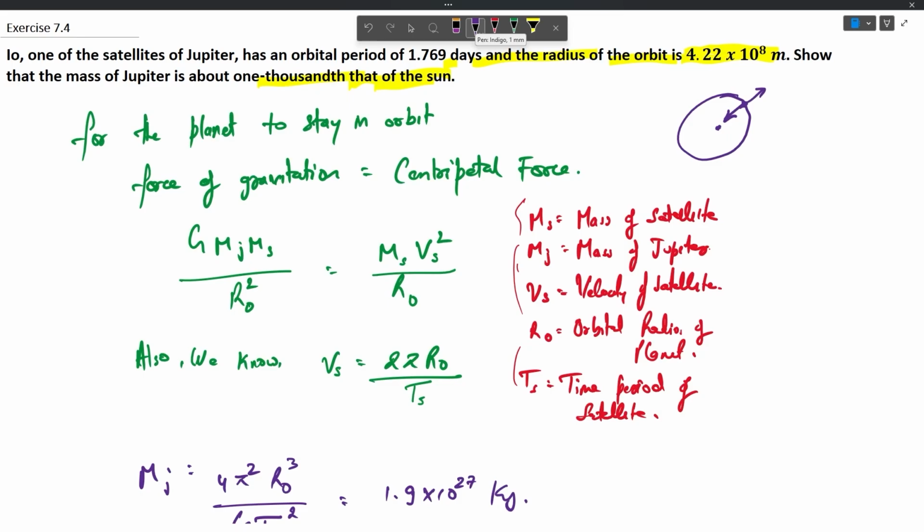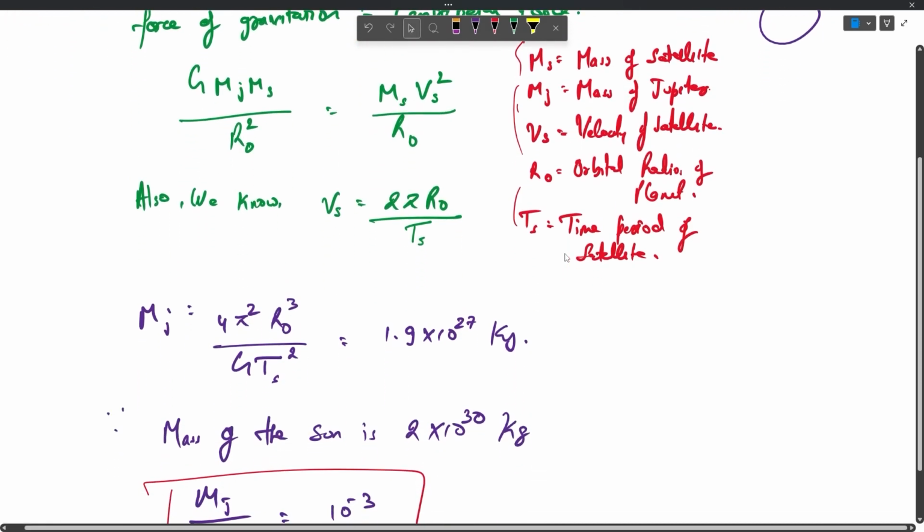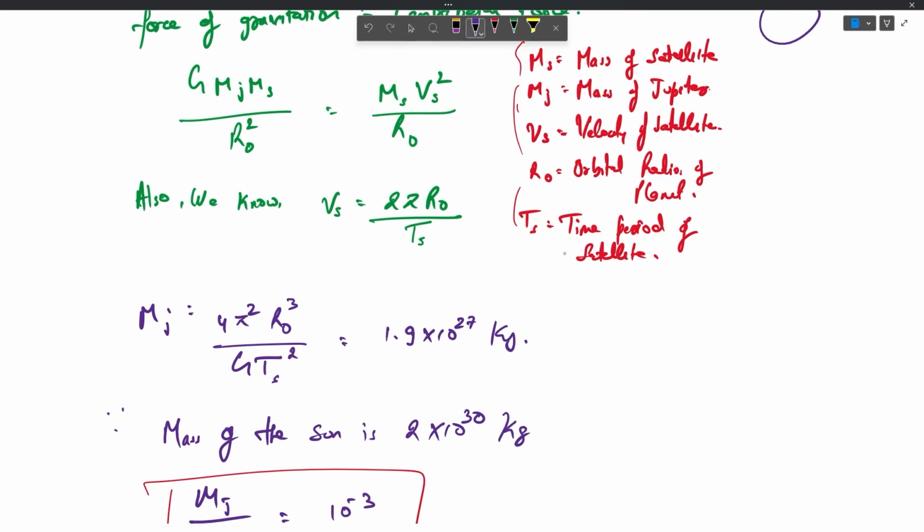and from the expression, we can find out the speed of this satellite as the perimeter of the circular orbit divided by the time period. So we can find out the velocity of this satellite. Now using these two equations, we find that the expression for the mass of Jupiter is 4 pi squared times the orbital radius of the satellite cubed divided by the gravitational constant multiplied by the time period of revolution squared. Now from the data we find that the mass of Jupiter is 1.9 into 10 to the power 27 kg.